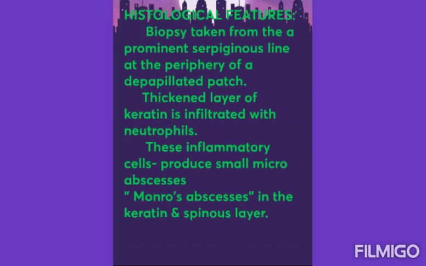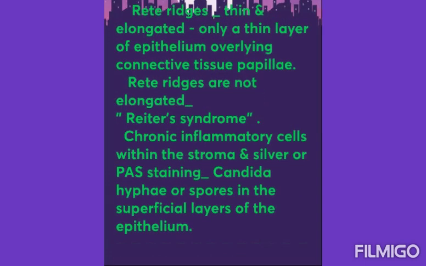Next, moving on to histological features. All of the microscopic features of psoriasis are present, but we have to take the biopsy from the prominent serpiginous line at the periphery of a depapillated patch. There is a thickened layer of keratin infiltrated with neutrophils, and also the lower portions of the epithelium to a lesser extent. Here the inflammatory cells produce small micro abscesses. These small micro abscesses are called Munro's abscesses. It is very important: Munro's abscesses are present in geographic tongue, in the keratin and spinous layers. The rete ridges are typically thin and considerably elongated, with only a thin layer of epithelium overlying the connective tissue papillae.